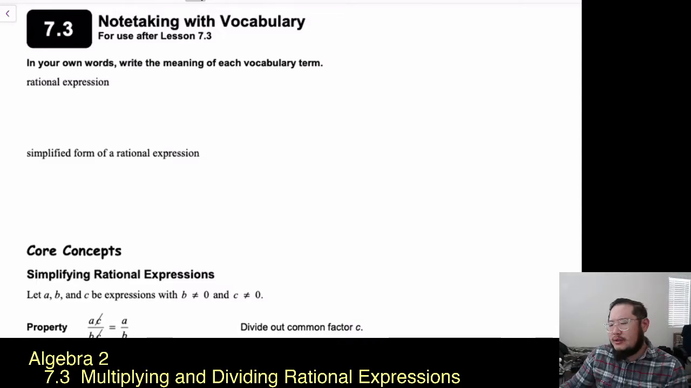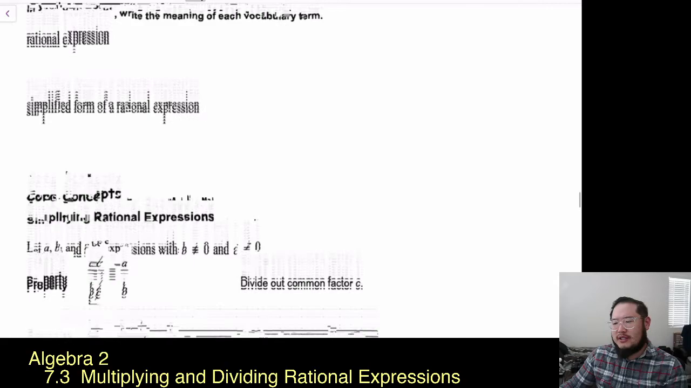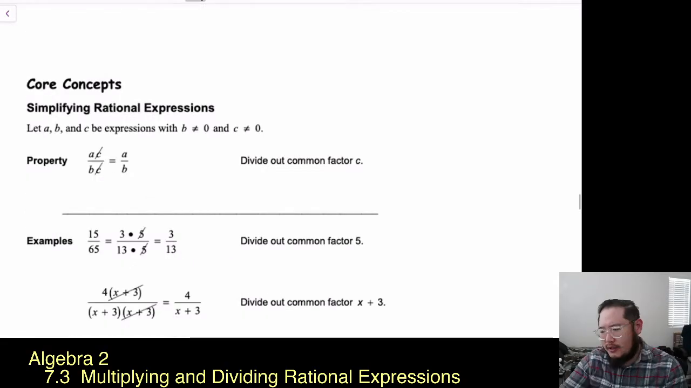The first one right here, simplifying rational expressions. It says let A, B, and C be expressions where B and C cannot equal zero. Pretty much, if we have the same variables in both the numerator and denominator, we can go ahead and just cancel them out, and then we're left with A over B.